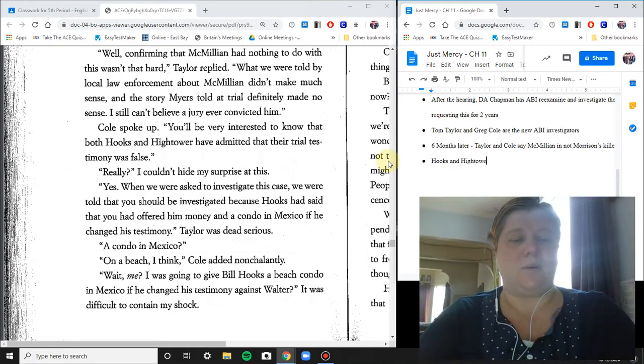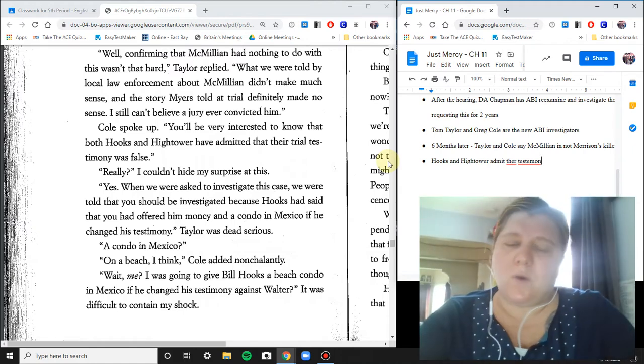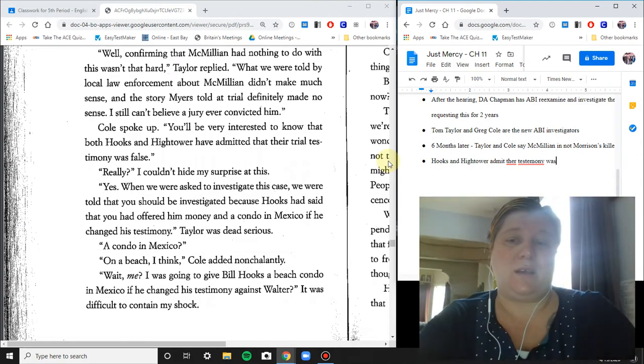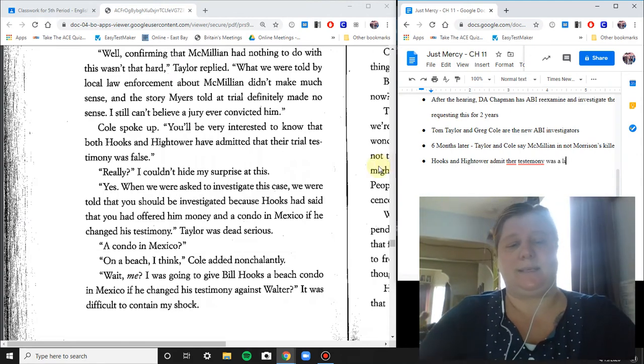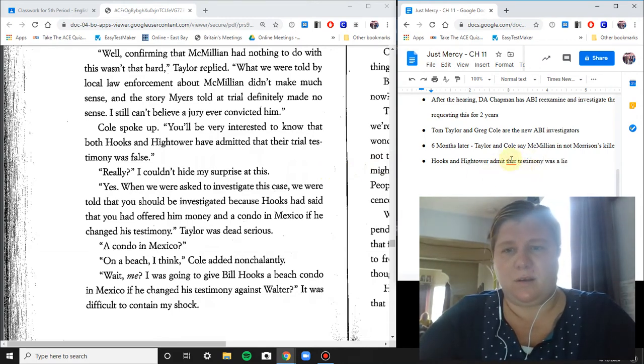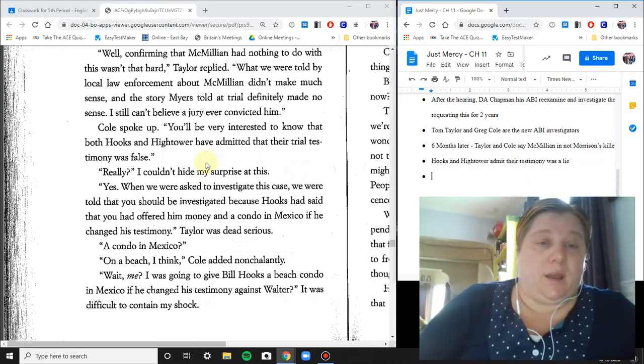Hooks and Hightower admit their testimony was a lie. Sorry, don't shoot me, I muttered to myself. Okay.